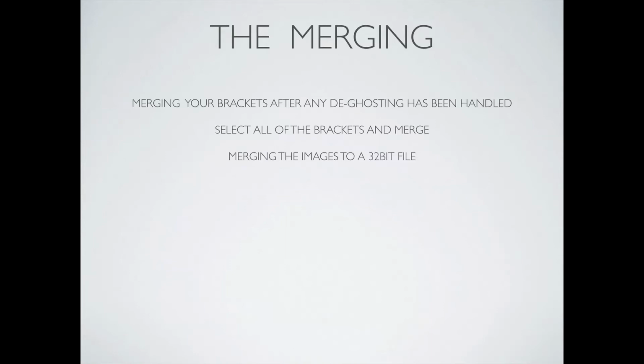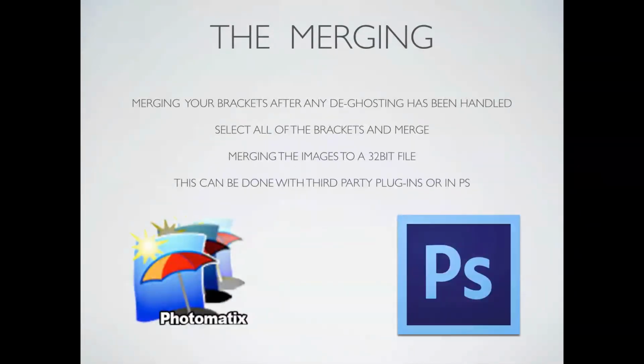Your choice is to keep the 32-bit file for reprocessing later, or for possibly bringing back into Lightroom, as I'll show you in the future, or not manage it at all and just go right to tone mapping. This can be done with third-party programs or in Photoshop. So that's the merging part.